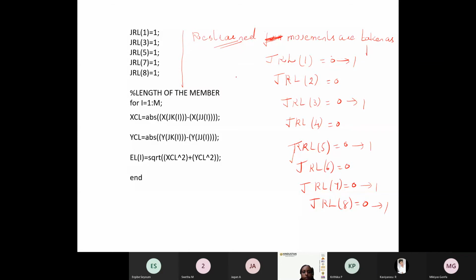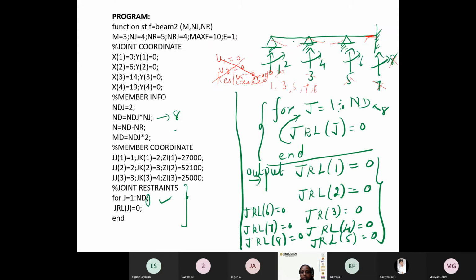Okay. Now the computer will not have this value. Instead of that, you will have the value 1. So this is a new thing the computer has kept. We have only talked about the joint coordinates, but we didn't tell anything about the length of the member. If the coordinates are given, then we can calculate the length of the member.